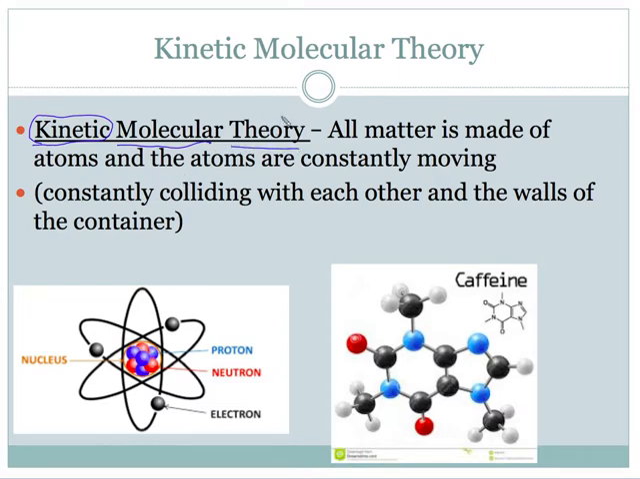This theory states that all matter is made of atoms, and the atoms are constantly moving. So idea, atoms, moving, or the idea of moving atoms. It all goes together. These atoms are constantly colliding with each other and the walls of their container. And these are just some examples of molecules that can be moving around freely.